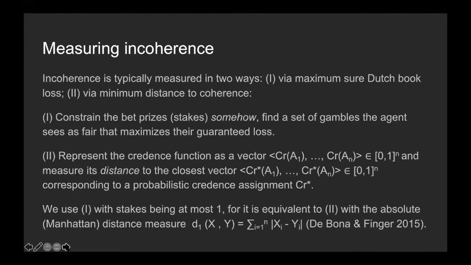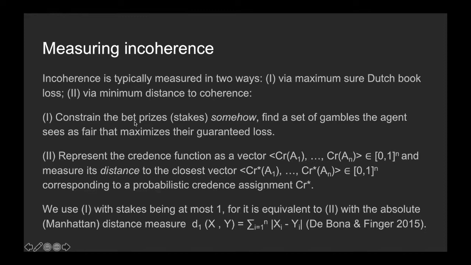Okay, so let's start with some basics of how to measure incoherence. And this is from previous work that Glauber and I have done, and that also Glauber has done with some other collaborators. So incoherence is typically measured in two different ways. One way you can do it is via maximum Dutch book loss, but you can also use distance measures and then measure distance to coherence.